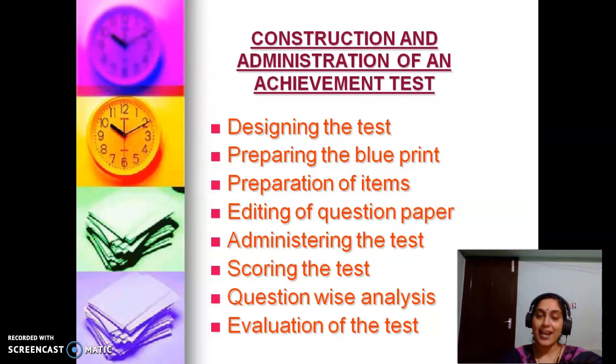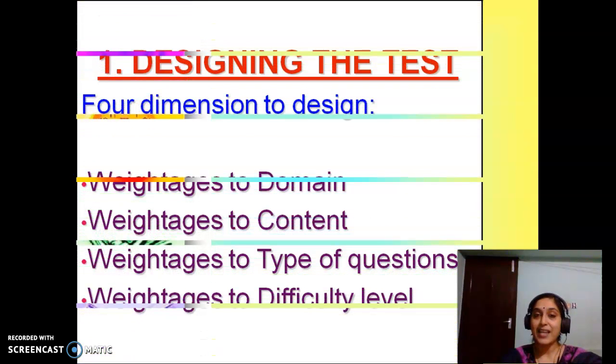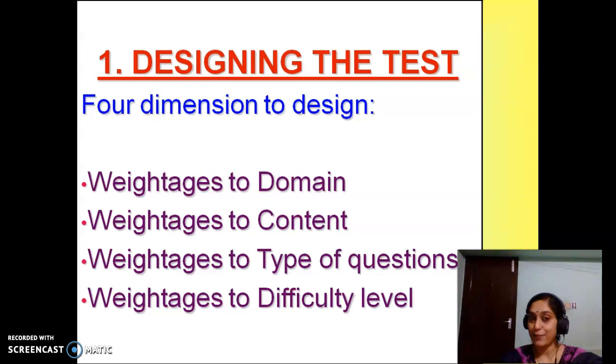The construction and administration of an achievement test involves the following steps: designing the test, preparing the blueprint, preparation of items, editing of question paper, administering the test, scoring the test, question-wise analysis, and evaluation of the test. Design of the test is the first step.